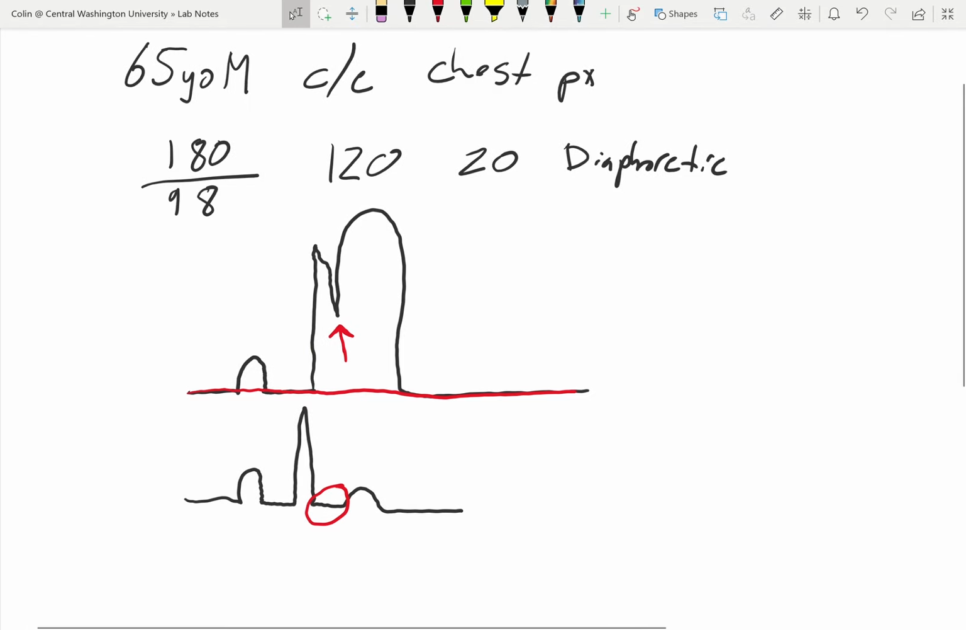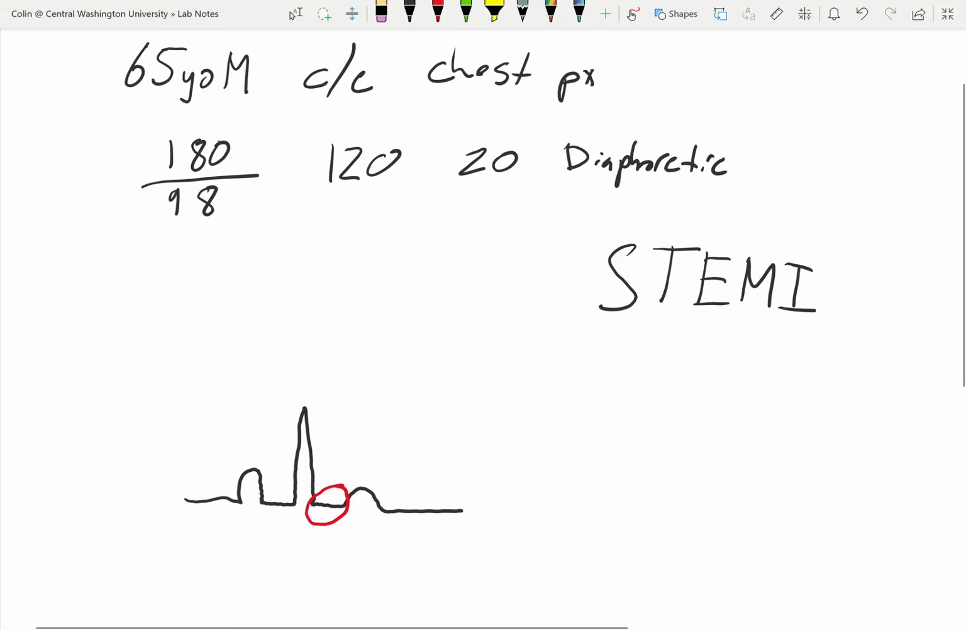So to demystify a word here, if you've ever heard STEMI, the STEMI simply stands for ST segment elevation myocardial infarction. So what it's saying is that the ST segment right here is elevated above the baseline. Sometimes what you'll hear people say is, I'm going to draw it again here without the red line. So we'll draw the morphology of a heart attack.